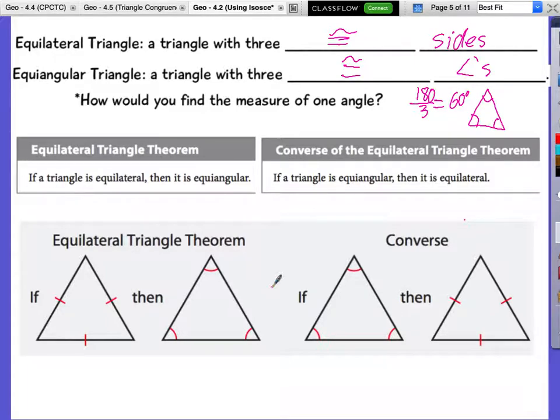And then we have the converse. We said the converse is where we reverse the order. So instead of saying if it's equilateral, then it's equiangular, if it's equiangular, flip it around. This one was last, it's first. This one was first, it's last. If it's equiangular, then it's equilateral. So all 3 sides are congruent, all 3 angles are congruent. If all 3 angles are congruent, all 3 sides are congruent. Vice versa, it goes both ways. Questions on that?